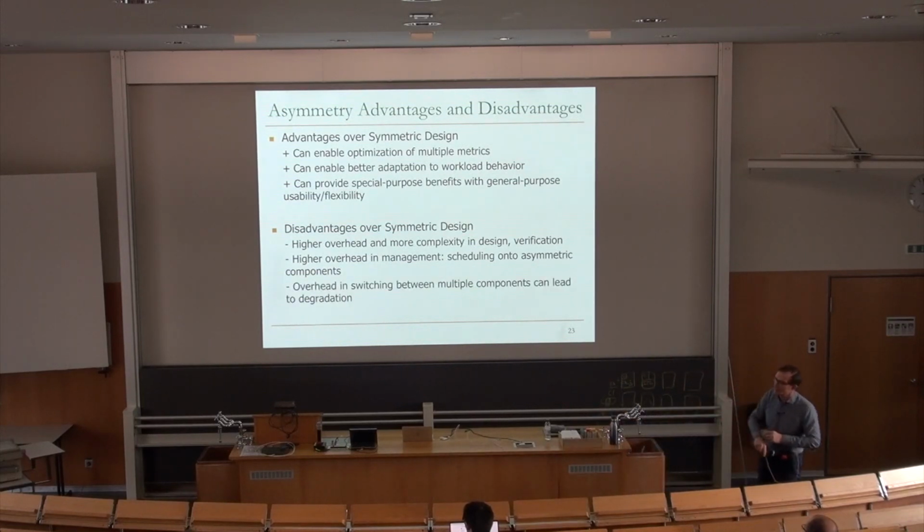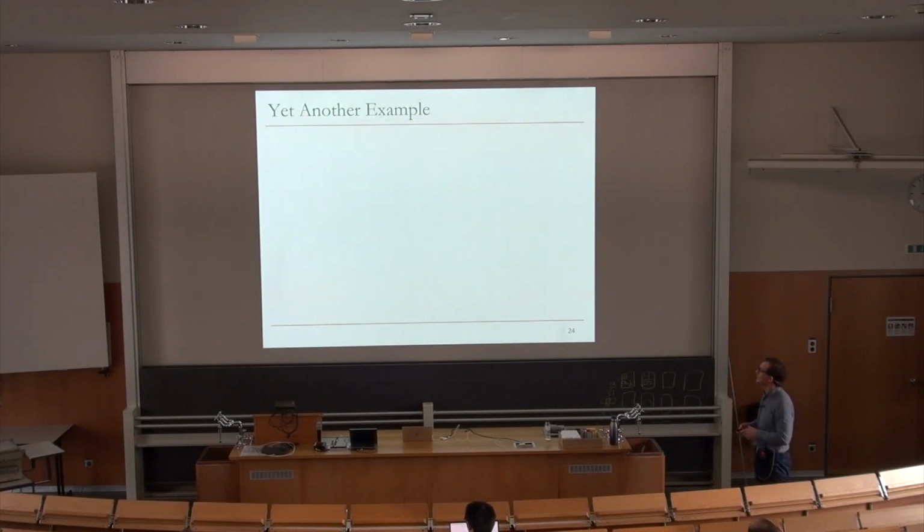And there's also overhead in switching. If you want to change your decision, you need to switch between multiple components, and that can lead to degradation in terms of the metric that you're trying to optimize for. This is true for symmetric also. If you have symmetric components, if you want to switch from one component to another component, if you have state, clearly you need to migrate the state somehow. That leads to overhead, but it could be even higher in asymmetric components. Because they may not be very good. The state may be very large in one, very small in another one, right?